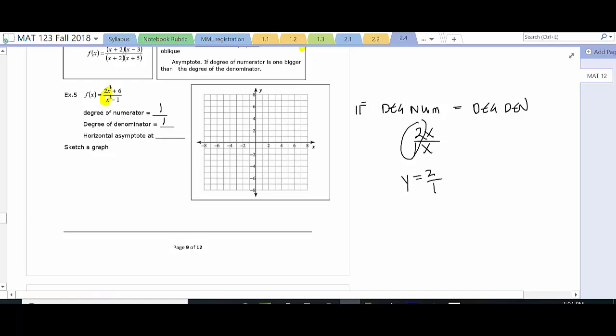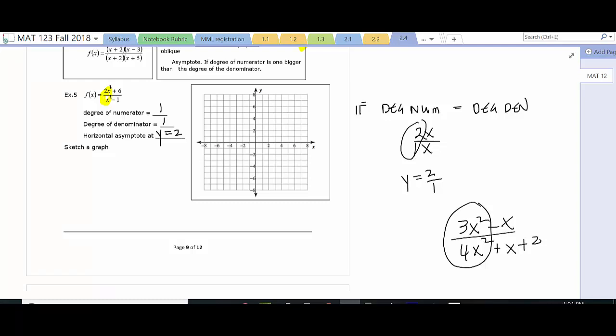A horizontal asymptote is y equals a number. Remember, y equals a number goes horizontally like that. So the horizontal asymptote is y equals 2. Another example, and you don't have to write this down, would be 3x squared minus x over 4x squared plus x plus 2. Since the degrees are the same, the horizontal asymptote is y equals 3/4. I'll explain what that is in just a minute. So you look at the degrees and see if they're the same or not, and that's how you determine that.